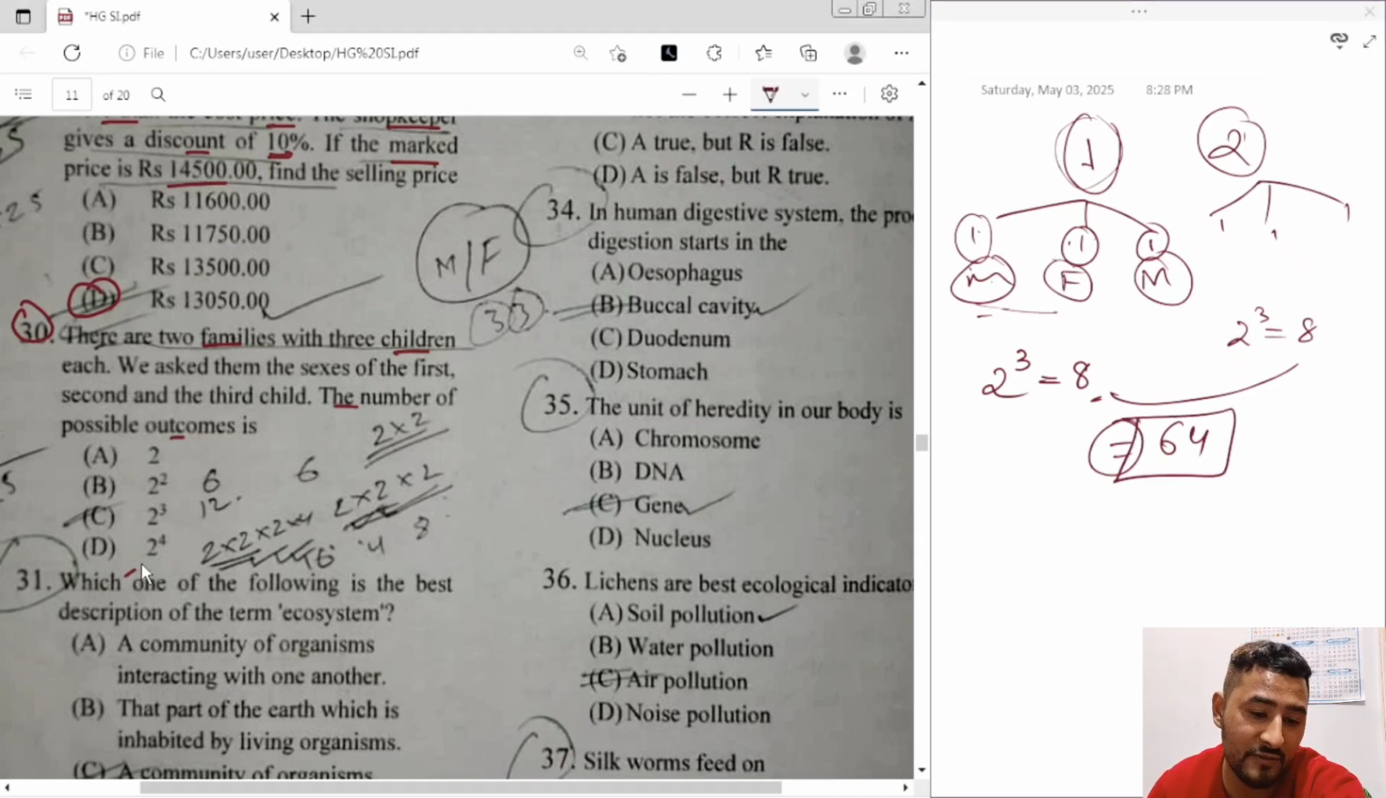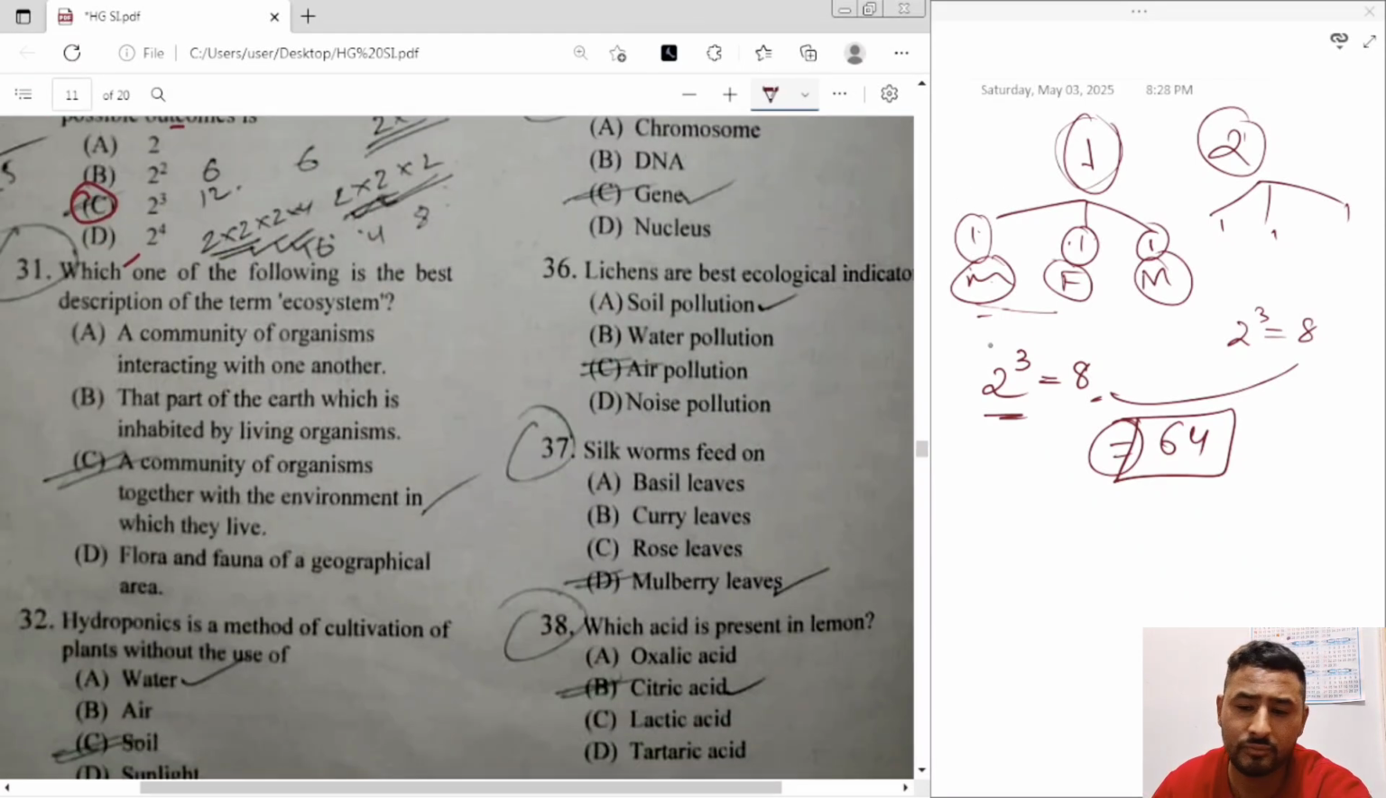But in the options we don't have 64. As per the question given here, the answer should be 64, the possible outcomes, but there's no option. For one family that's 8, right? So that is 2 to the power 3. You can get the answer as 2 to the power 3 since there's no option. Let's go for the next one.